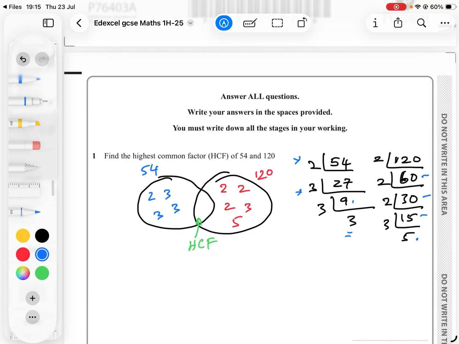Now you have to fill the two circles with the prime factors. So for 54, you have 2, 3, 3, 3, and the prime factors of 120 are 2, 2, 2, 3, 5. Now to find the HCF, all you need to do is put the common numbers in the intersection, in here. So first, 2 is in common, right here. Then 3 is in common, you write here.